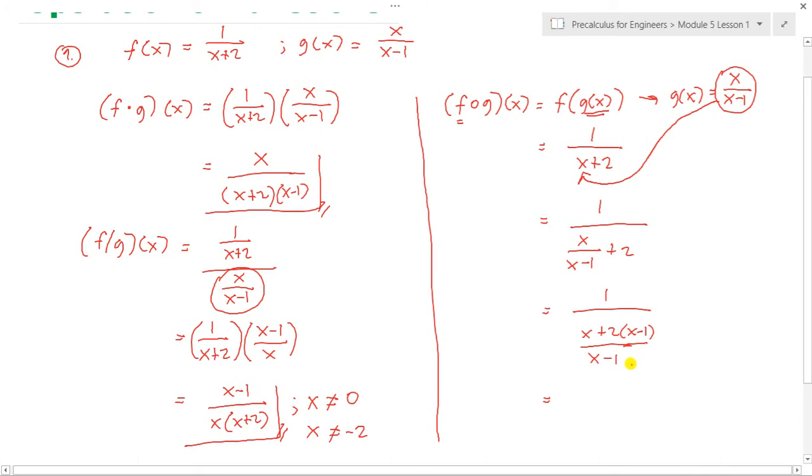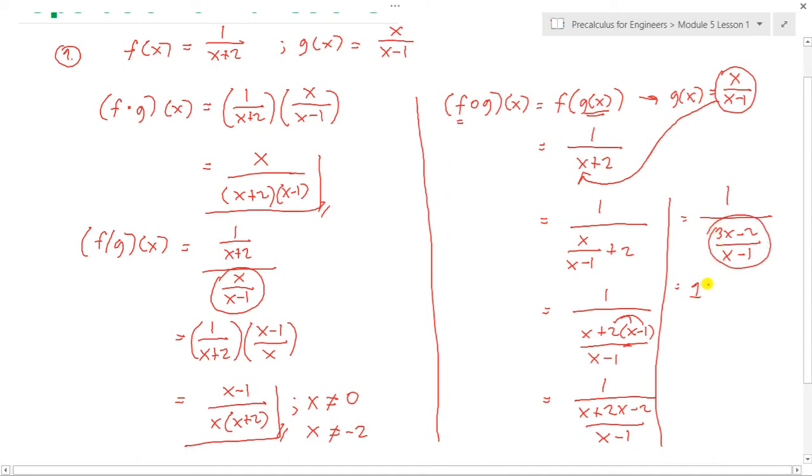Simplifying further, okay, simplify first so we don't get confused. So we have x plus, here distribute this, so we have plus 2x - 2 all over x - 1, and then here let's continue. So we have 1 all over, that would be x + 2x is 3x - 2 all over x - 1. So proceed to multiplication. So our dividend is just 1, and our divisor is this one, so take the reciprocal.